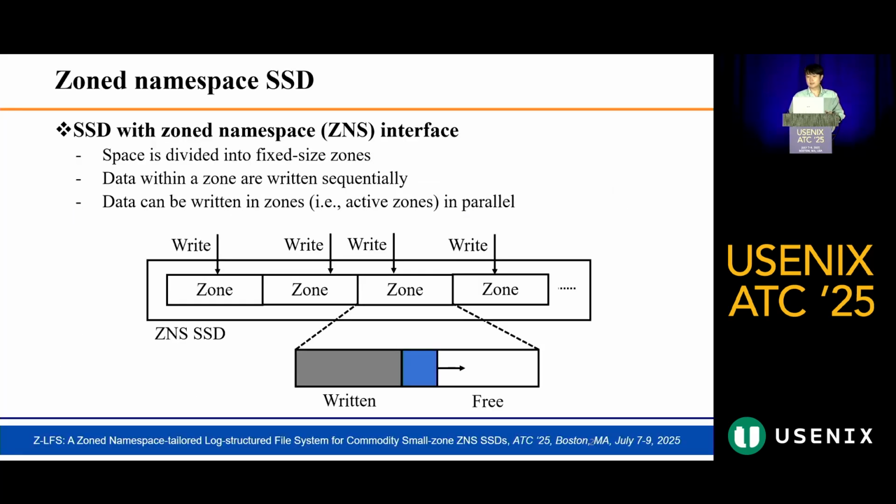ZNS SSD is a new type of SSD that follows the ZNS interface. In contrast to legacy SSDs, the space of a ZNS SSD is divided into fixed size zones. Data must be written sequentially within each zone. In addition, the host can write data to multiple zones in parallel. Zones where writes are currently allowed are referred to as active zones.